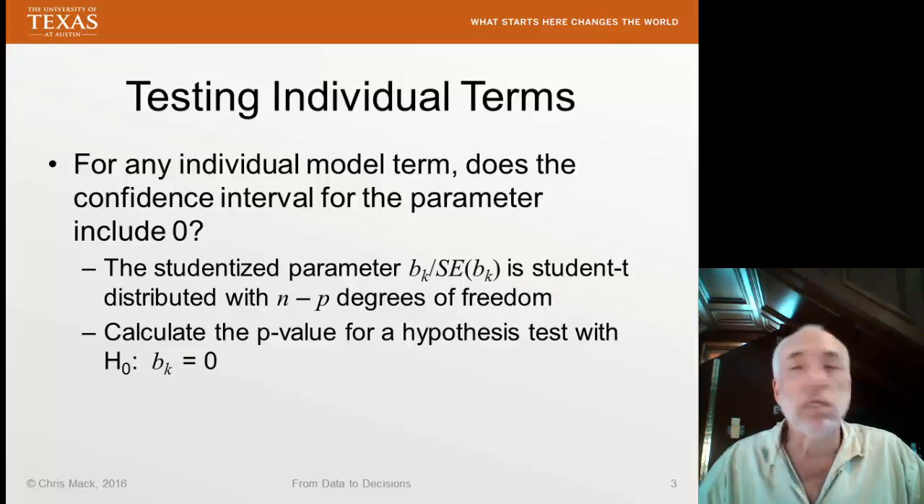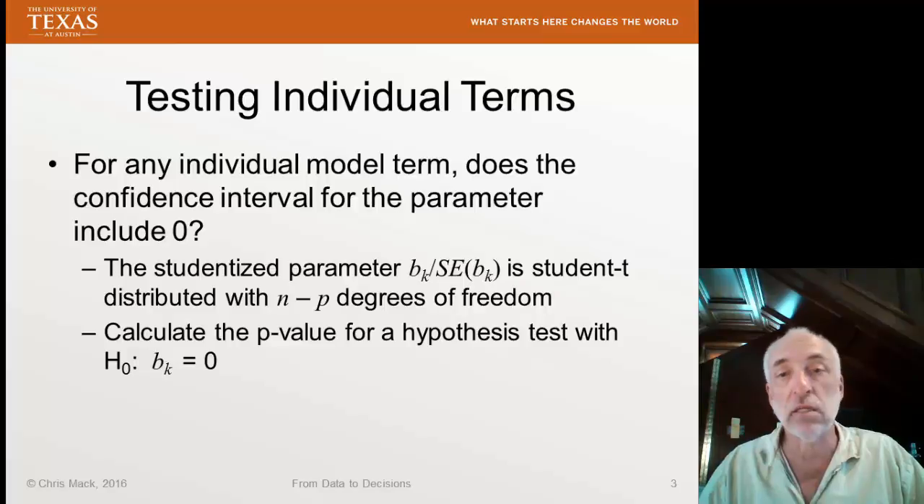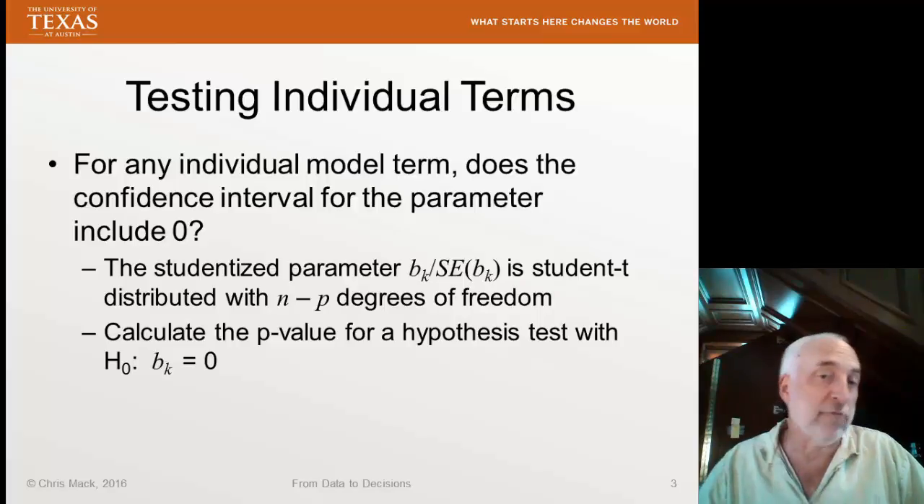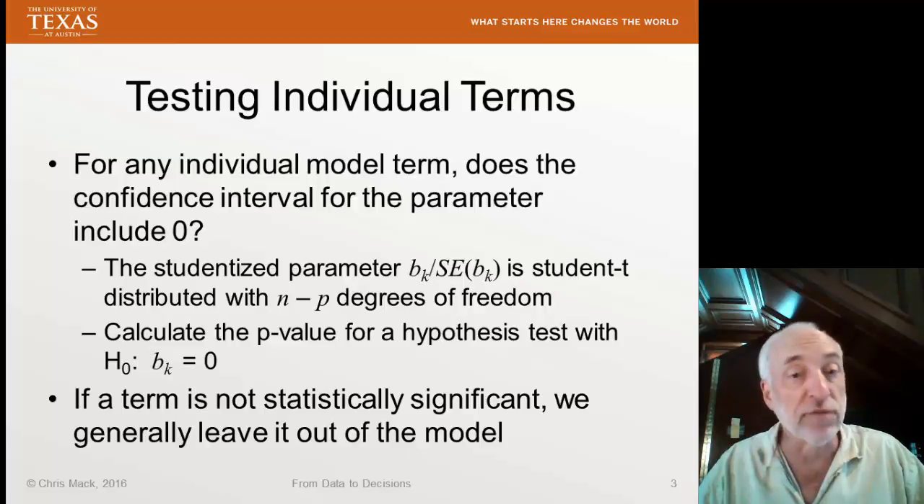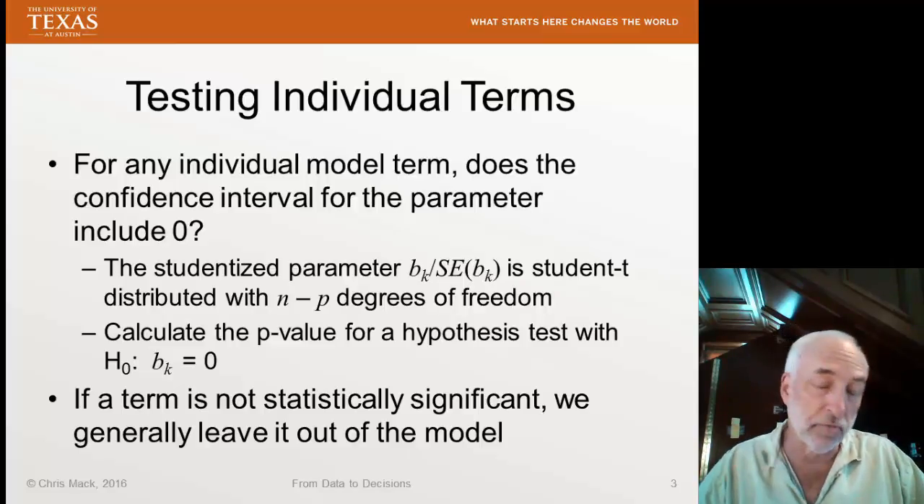Calculate the p-value with a student t distribution, and then if it's greater than the significance level, alpha, that we've chosen, we can't reject the null hypothesis that, in fact, this coefficient really is 0, which means, generally, we don't need that term in the model. It's not contributing much information if its coefficient is 0.